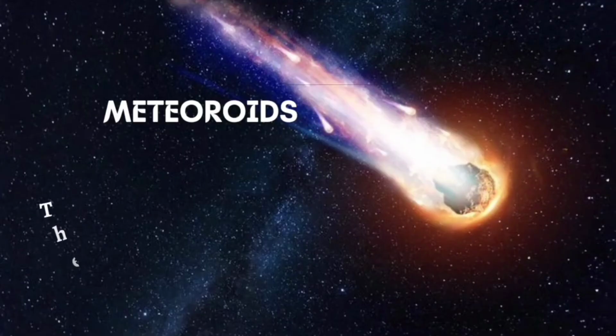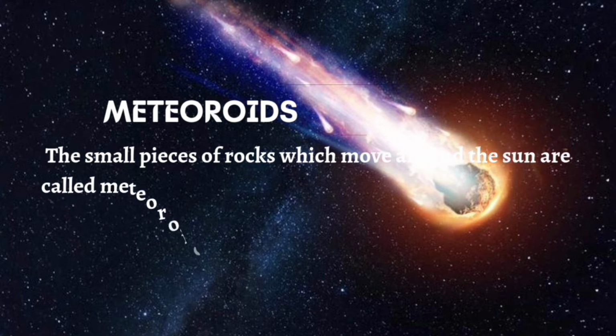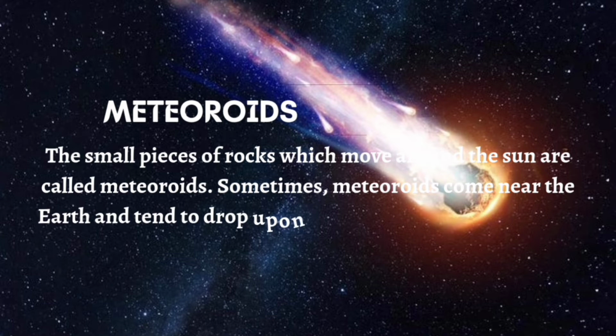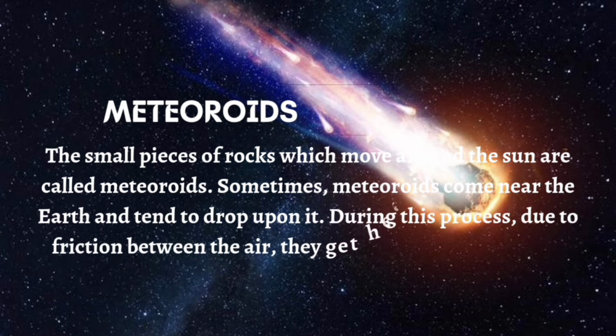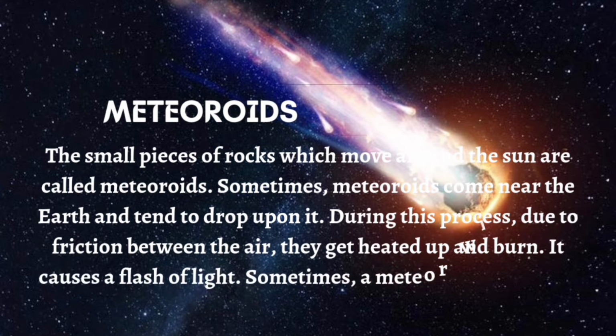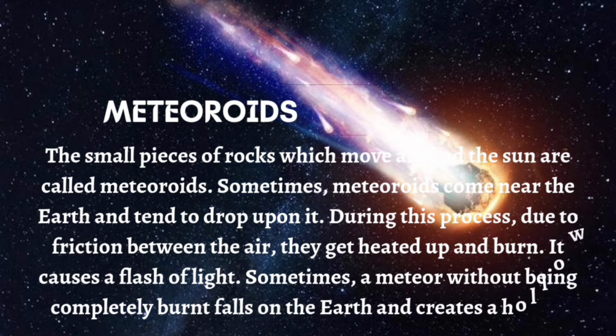Now about meteoroids. The small pieces of rocks which move around the Sun are called meteoroids. Sometimes meteoroids come near the Earth and tend to drop upon it. During this process, due to friction with the air, they get heated up and burned. It causes a flash of light. Sometimes a meteor, without being completely burned, falls on the Earth and creates a hollow.